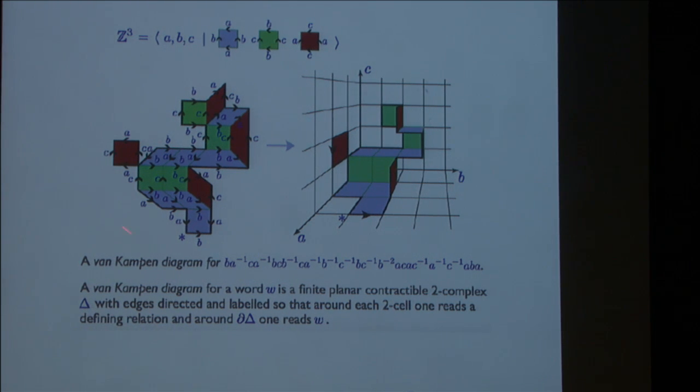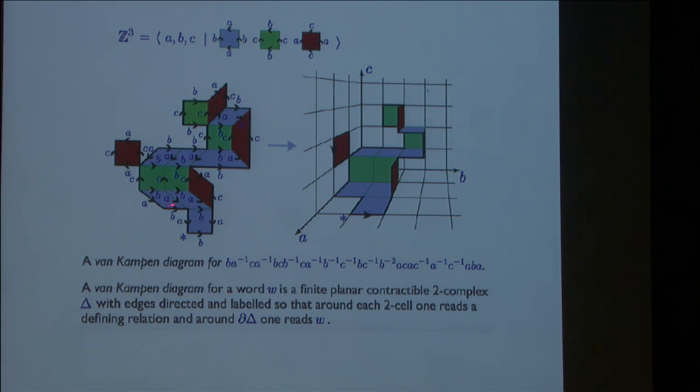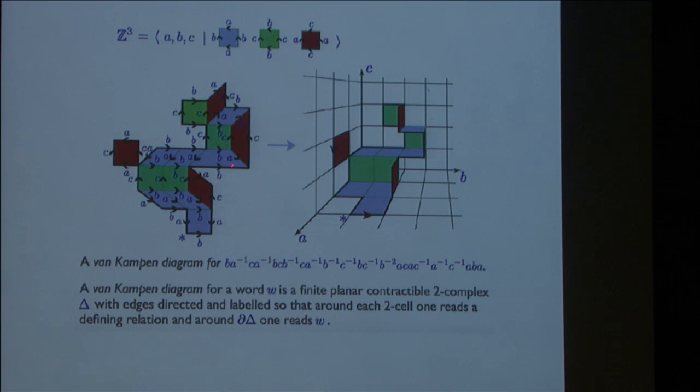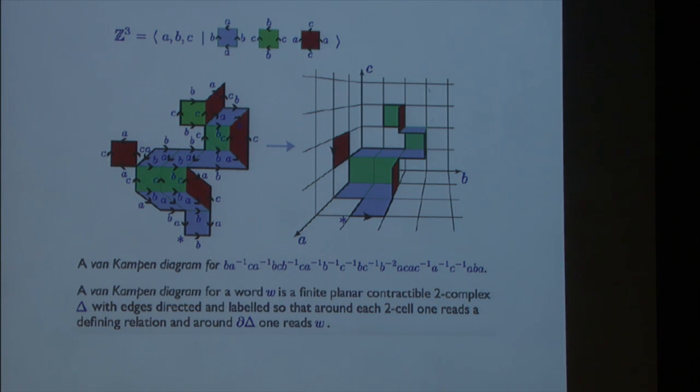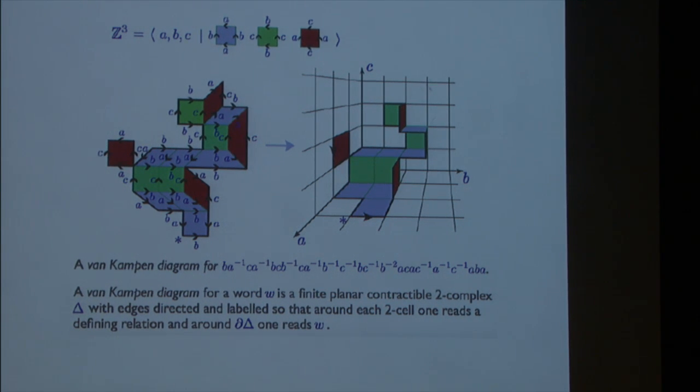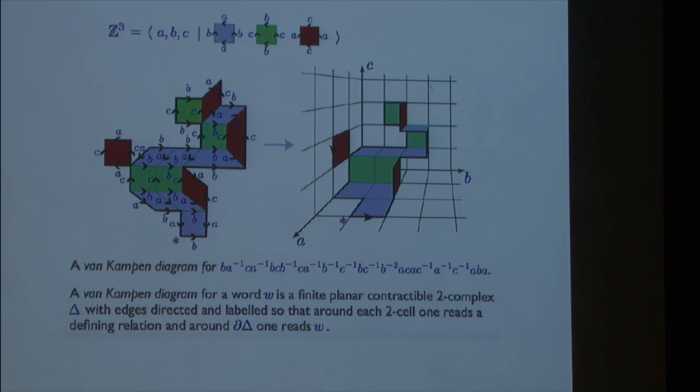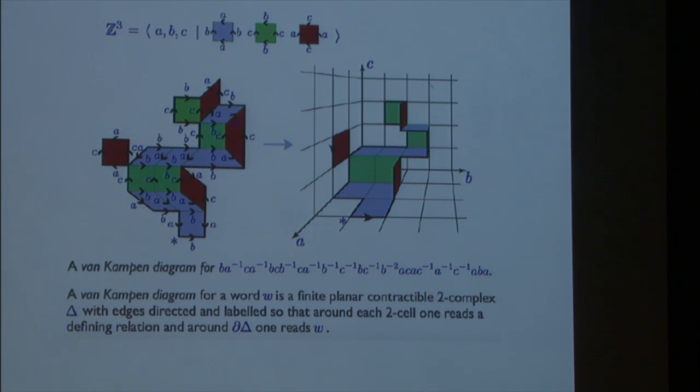This is a diagram, so we can draw it on the plane. Let's read it. This is the base vertex, so we can read this word, B, A inverse, C, A inverse, and so on. Is this equivalent to tori being glued together? You can think about it that way, yes.